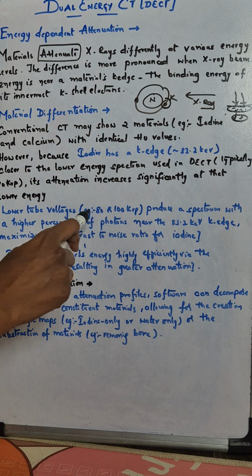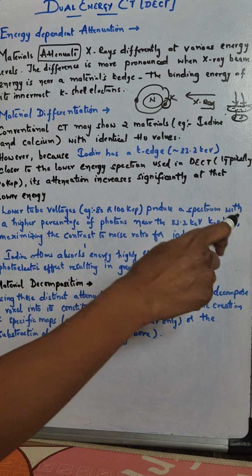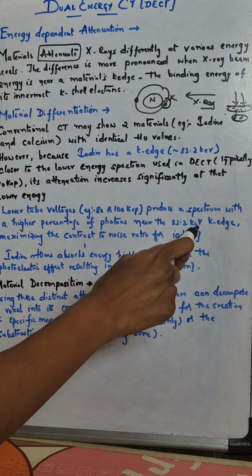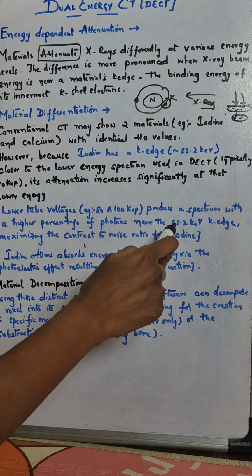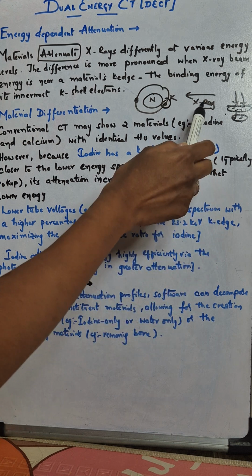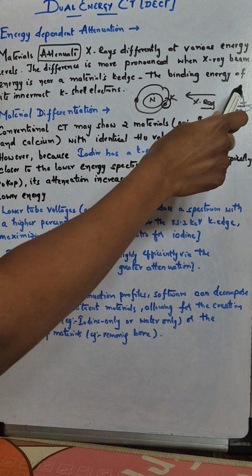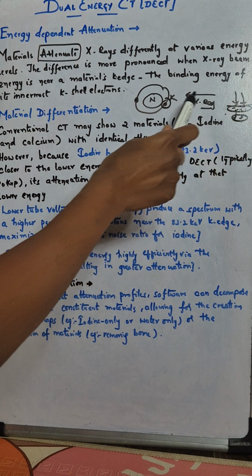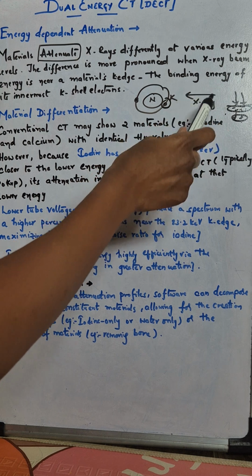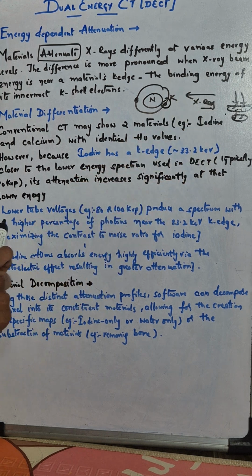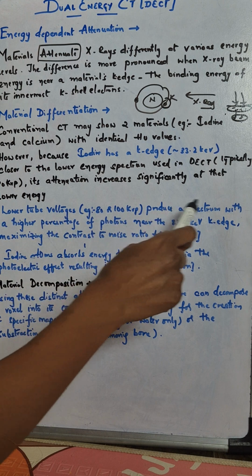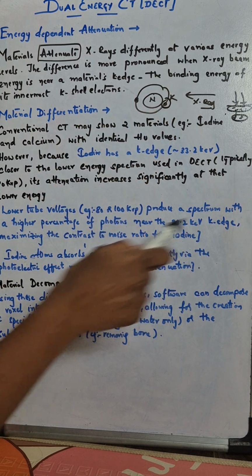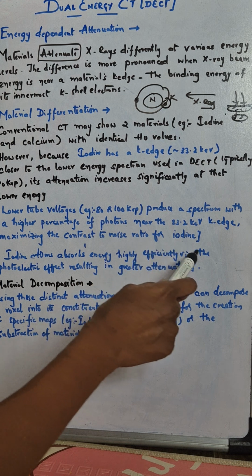Lower tube voltages, that is 80 or 100 kVp, produce a spectrum with a higher percentage of photons near the K edge, that is near the 33.2 keV K edge. So if the X-ray tube has a low kVp, that is you are using 80 kVp, it produces X-ray photons whose energy is nearer to this K edge, maximizing the contrast to noise ratio for iodine.